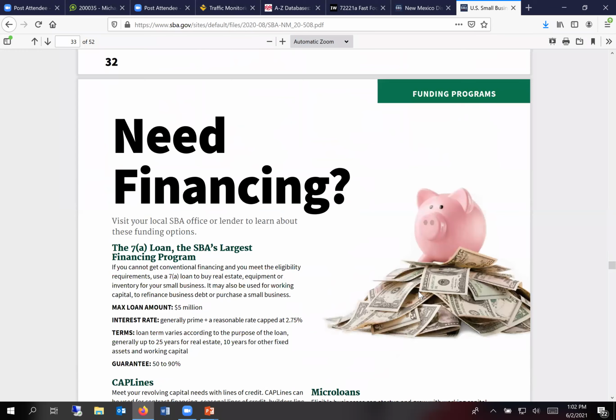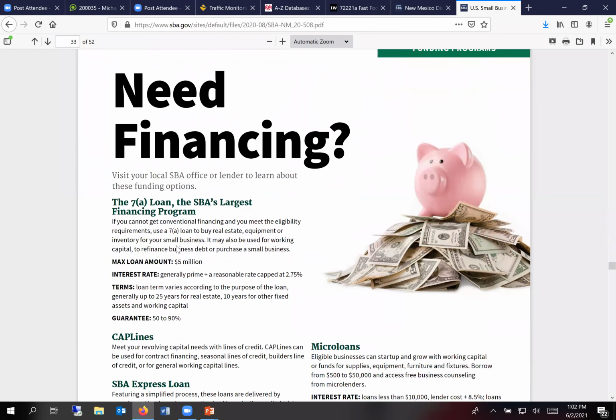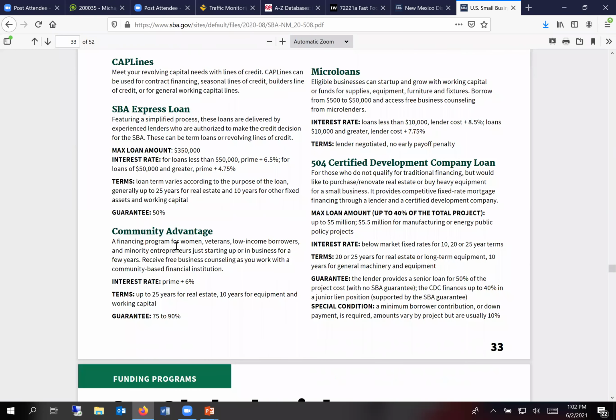And then at the bottom of all the participating lenders is an explanation of the funding programs available to you by the SBA. So take a look at that link. It'll be in the follow-up email, and it will provide a lot of insights into the lending opportunities available to you.